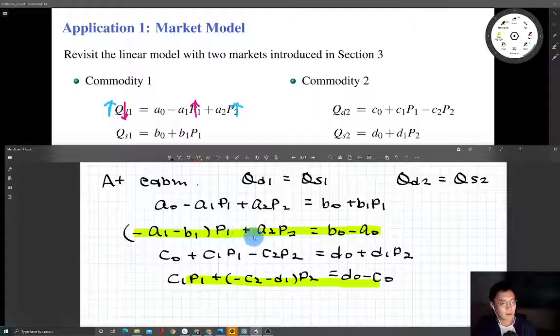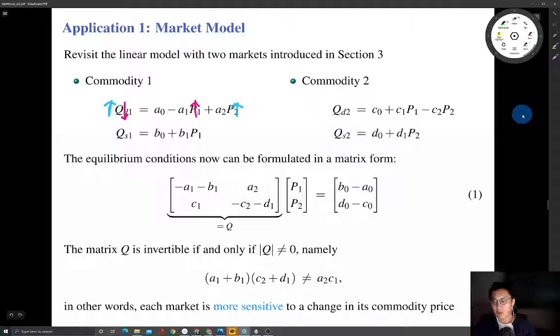Okay, and the coefficient matrix is going to be negative A1 minus B1 and A2 in the first row, and C1 and negative C2 minus D1 in the second row. And we have two variables P1 and P2, and on the right we have two constants. So after arranging into matrix form, we are going to have this matrix equation.